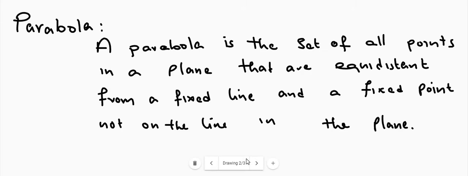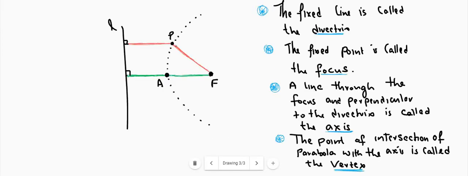A parabola is the set of all points, or the path traced by a set of points, or the locus of points in a plane that are equidistant from a fixed line and a fixed point. The fixed point is not on the line. A path traced by some set of points which are at equal distance from a fixed line and a fixed point.